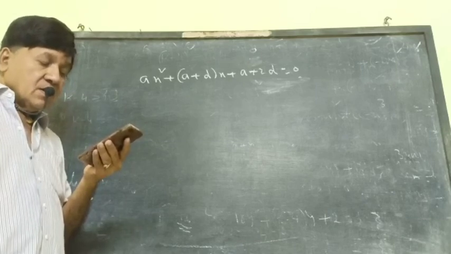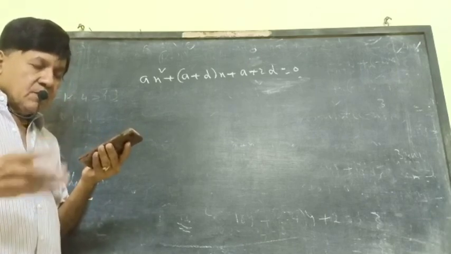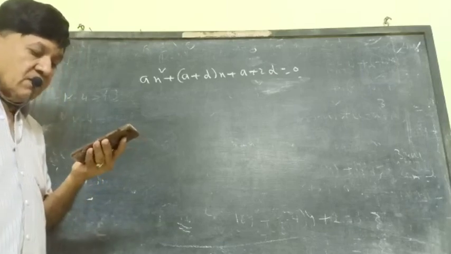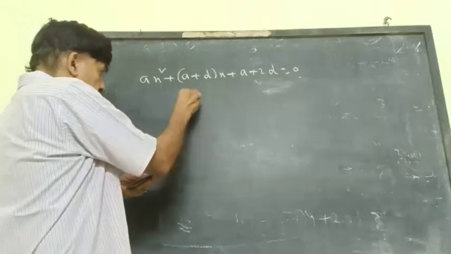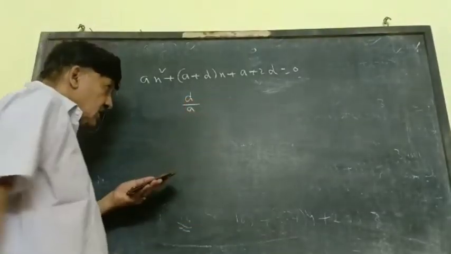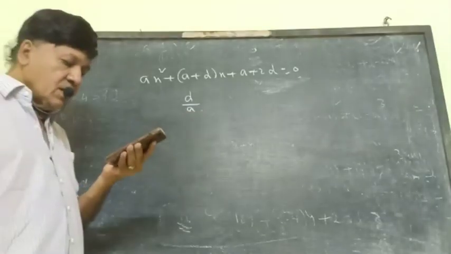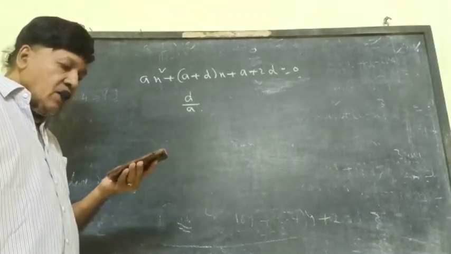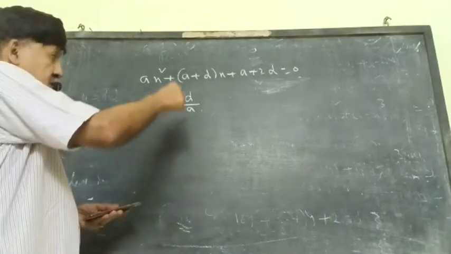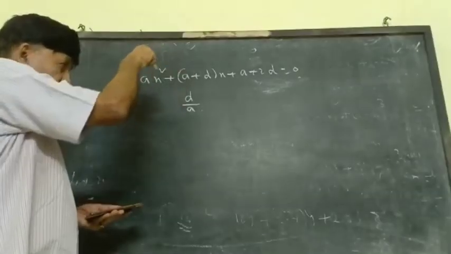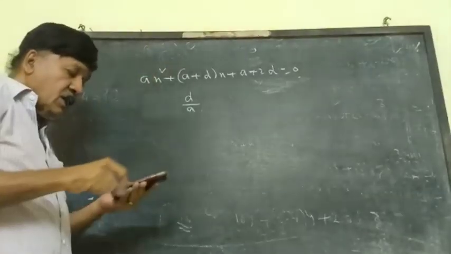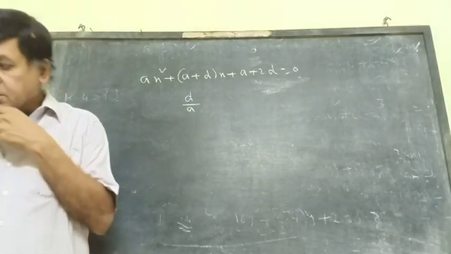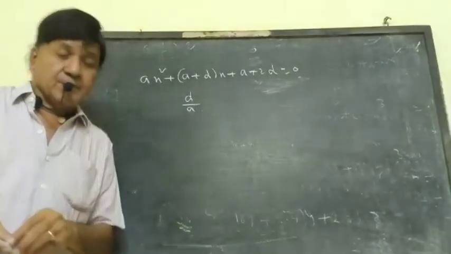Three consecutive terms of an increasing AP. Then the least integer value of d by a such that the quadratic equation will have real roots. So if the quadratic equation is having real roots, what must be the least integer value of d by a? That is the question.